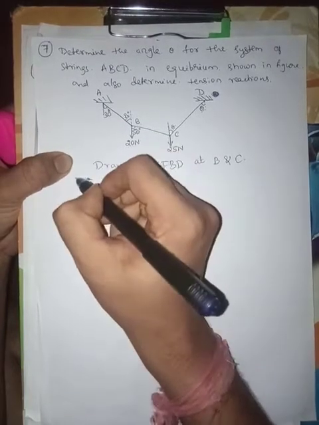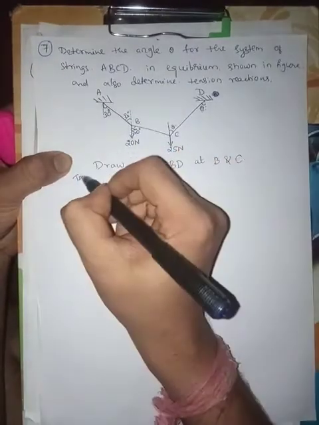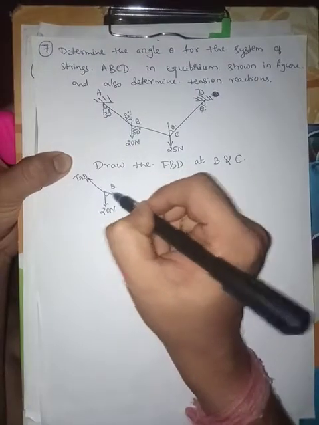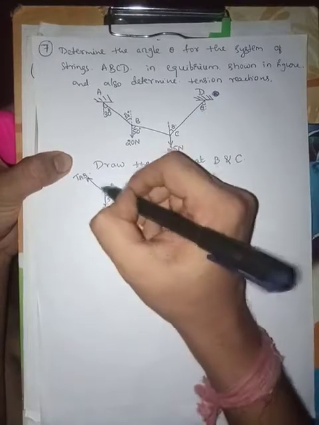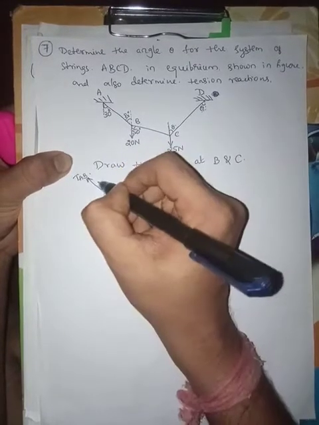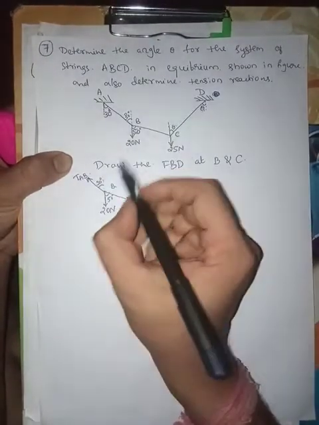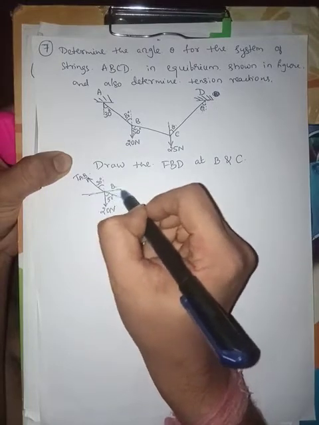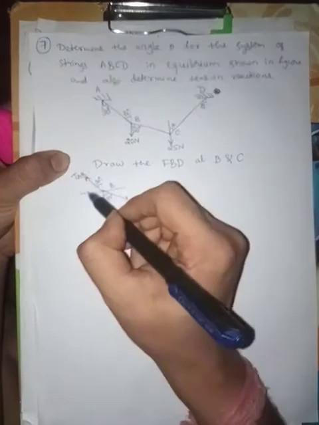And the tension from the string is TAB. So this angle is 50 degrees. This angle with respect to the vertical plane is 30 degrees, so from the geometrical property we have derived that. Now draw a horizontal line here.